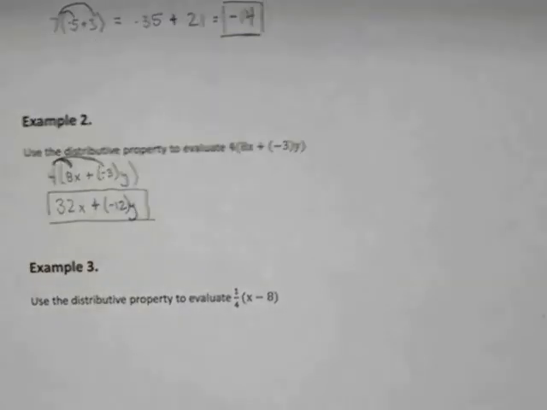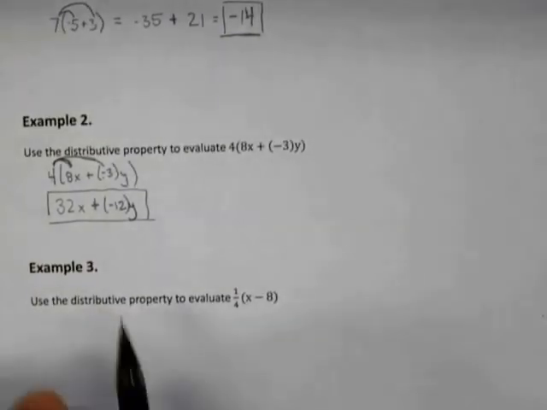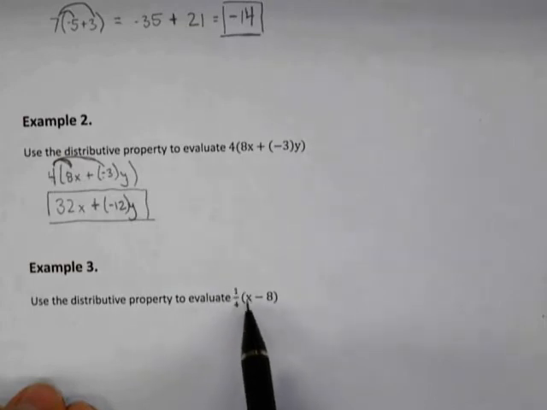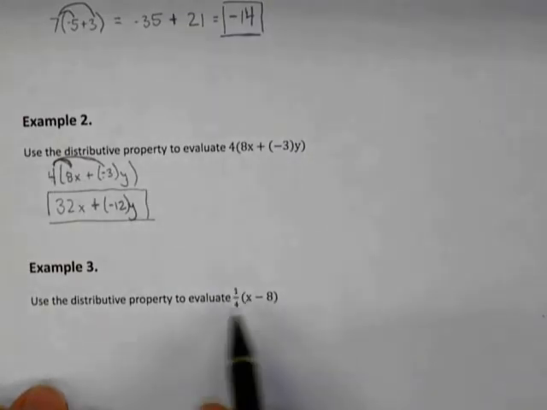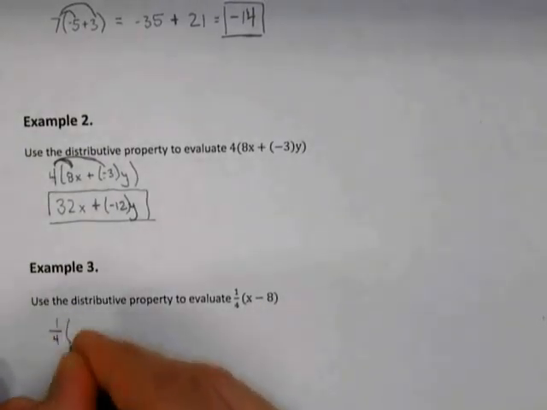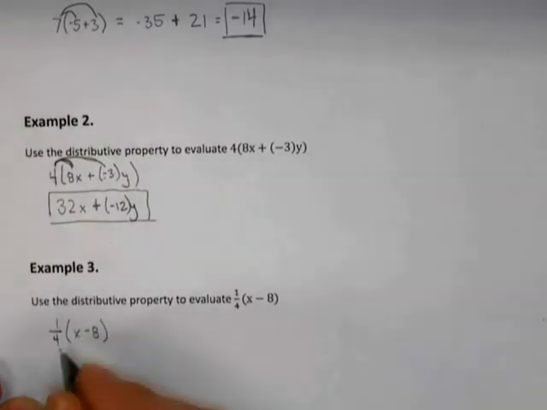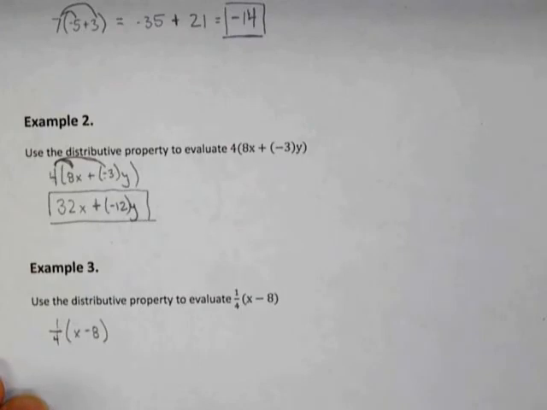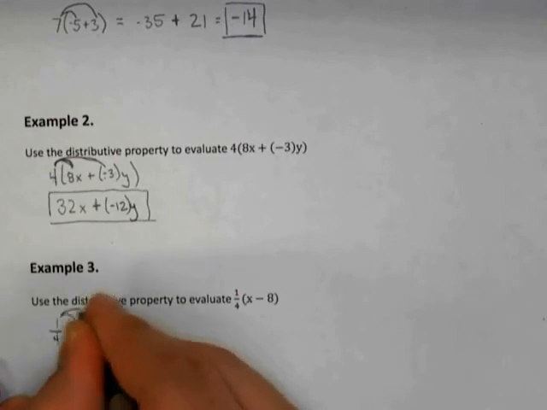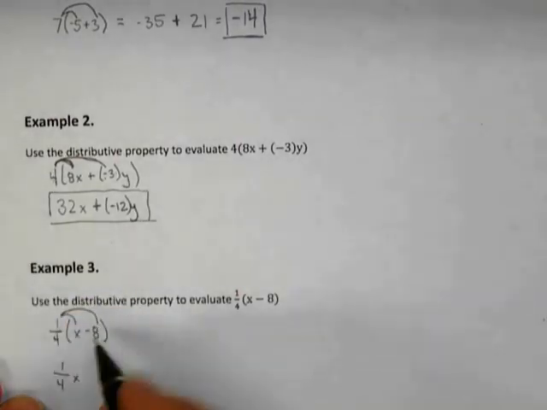All right, last one. We're getting just a little bit even trickier here, as we're going to use the distributive property to evaluate 1/4 times x minus 8. We're using a fraction. Well, let's write it out and see how this works out. We have 1/4 times x minus 8. And we know 1/4 times x, well, we can't really do anything with that, except we do know that that would be 1/4 x, right? And then we can do 1/4 times 8.